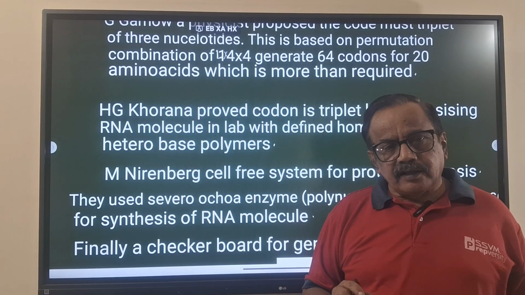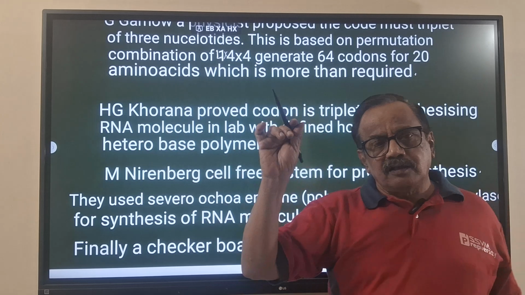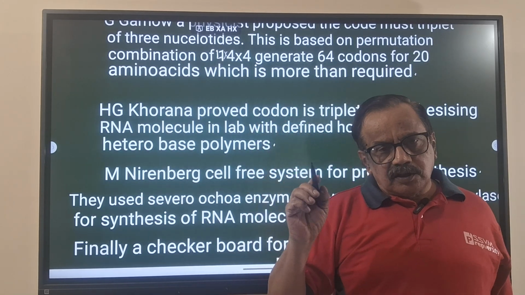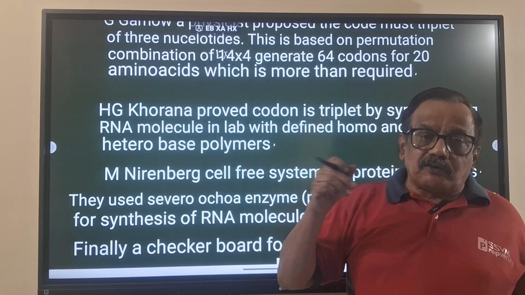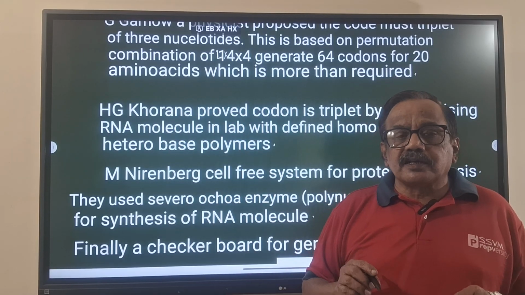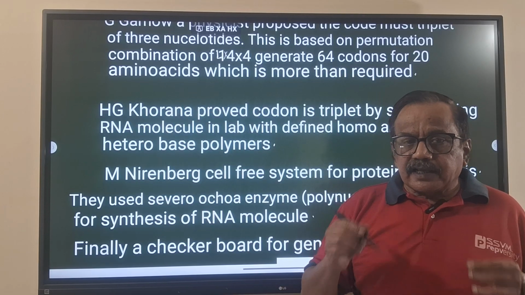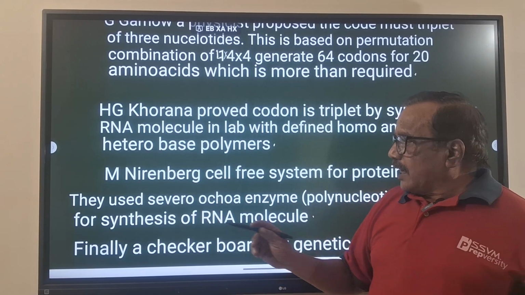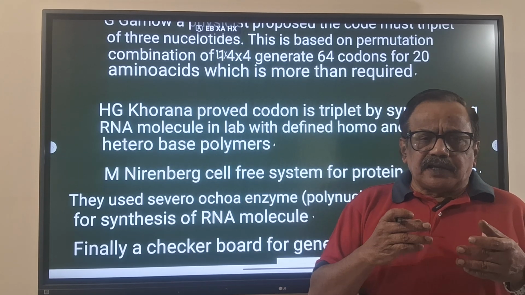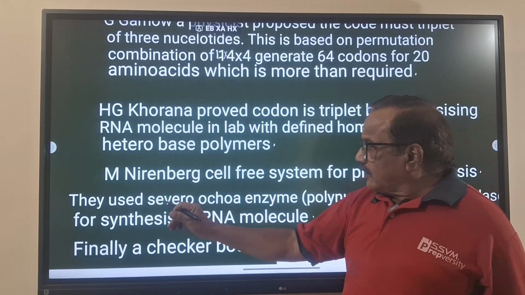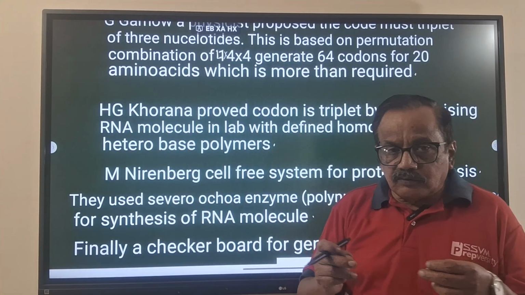some amino acids are coded by more than one codon. That also was proved. This was proposed by Gamow. So Gamow proposed and it was proved by Khorana and Nirenberg. And Nirenberg and Khorana did these things by forming the RNA molecule. They synthesized it, and for synthesizing they took the RNA nucleotides and joined them one to another by phosphodiester bond, and for that purpose they used the Severo Ochoa enzyme for joining two nucleotides.